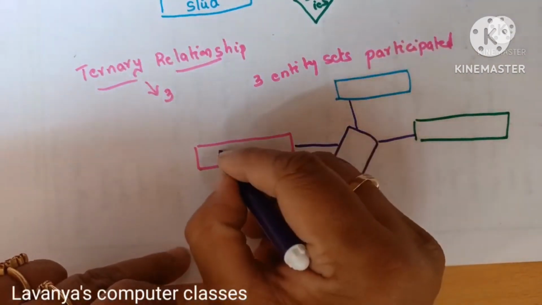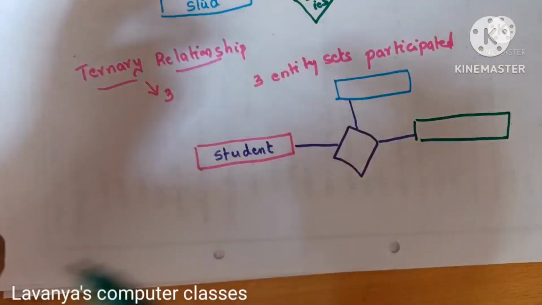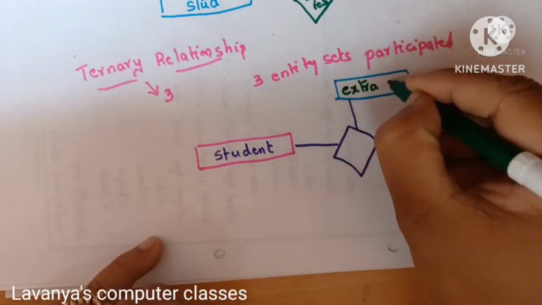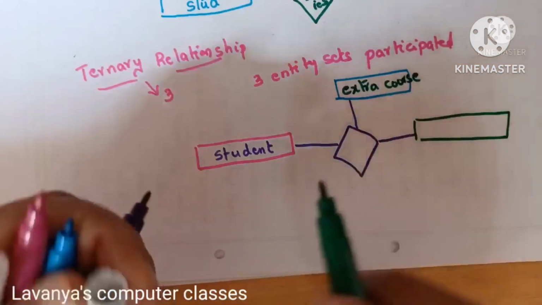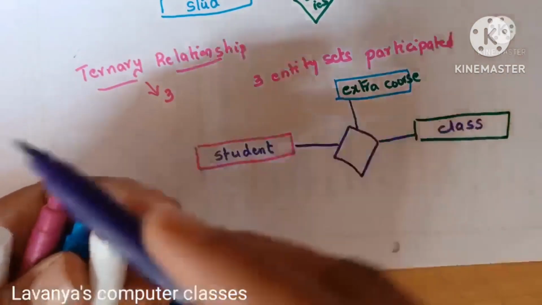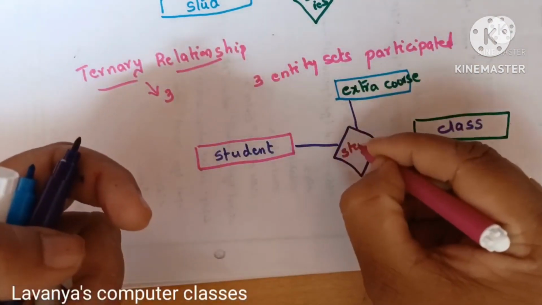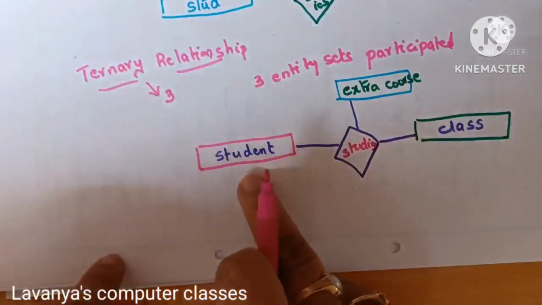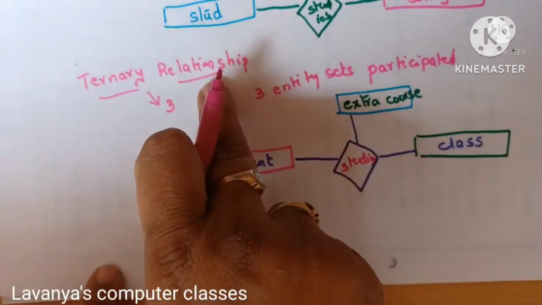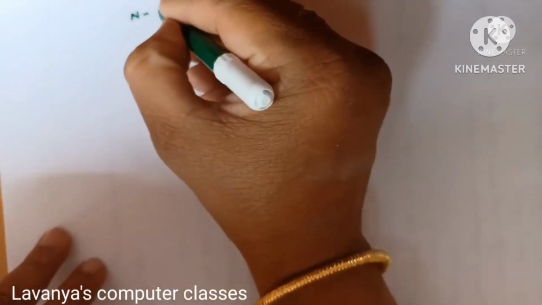Example, student. Student is the first entity set. That means this is the information about all the students. Second one is extra courses. The student learns some extra courses outside the college. So extra courses is another entity set, and he is studying in some particular class. So class is one entity set. All these three are related with one relationship, studies. So the student studies a particular class and the student studies extra courses. So in this relationship, three entity sets are involved.